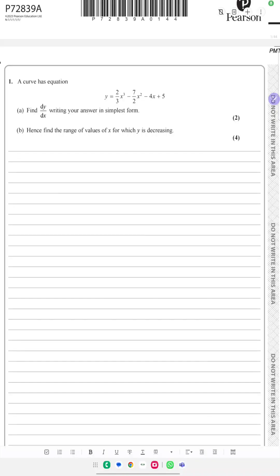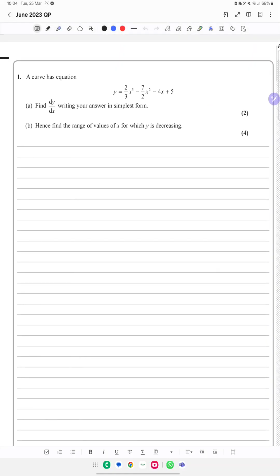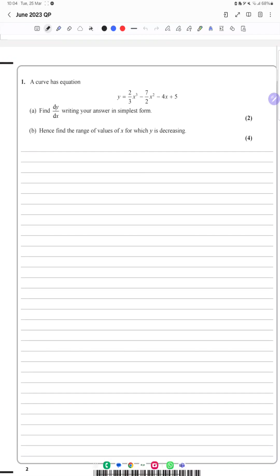So this is question 1 of the AS Edexcel Pure 23 paper. So we've got a curve's equation that we need to find dy by dx for, in its simplest terms. So quite a nice question to begin with.